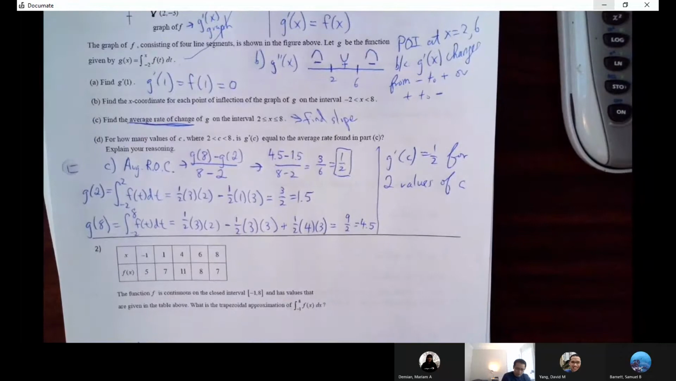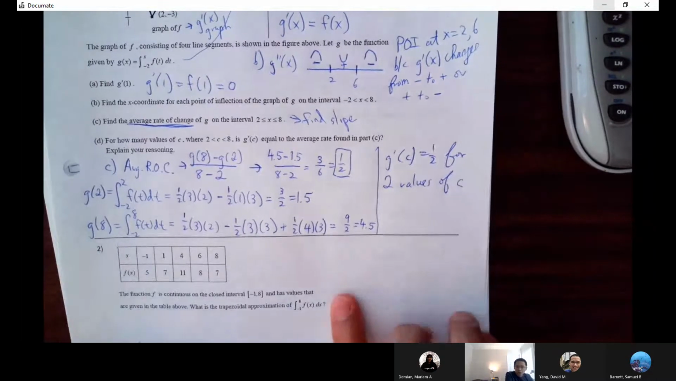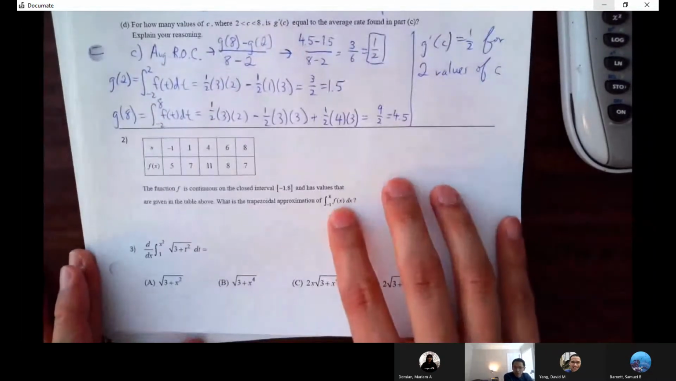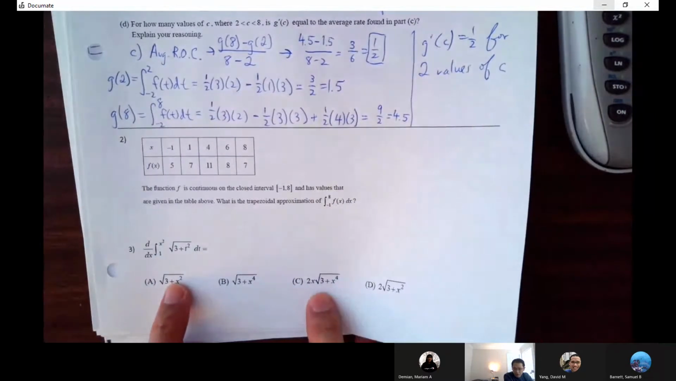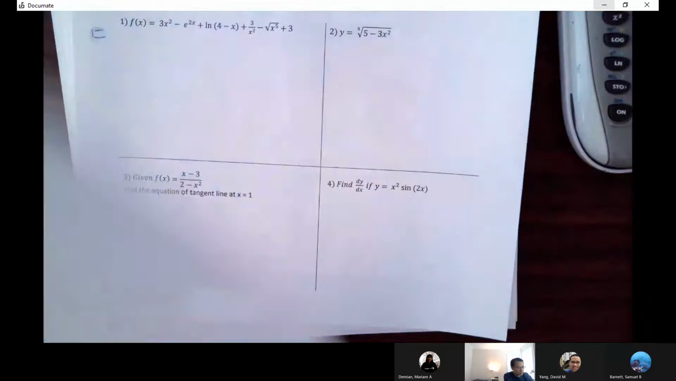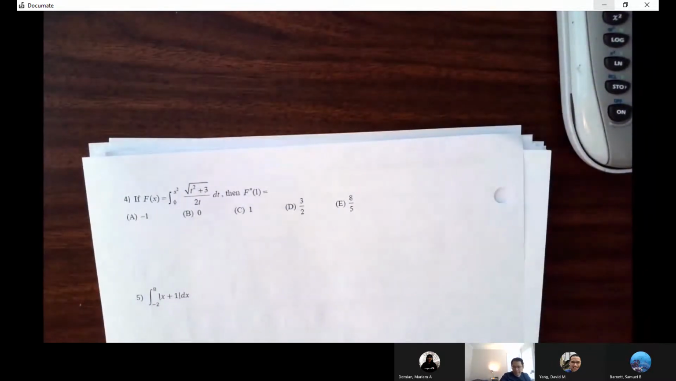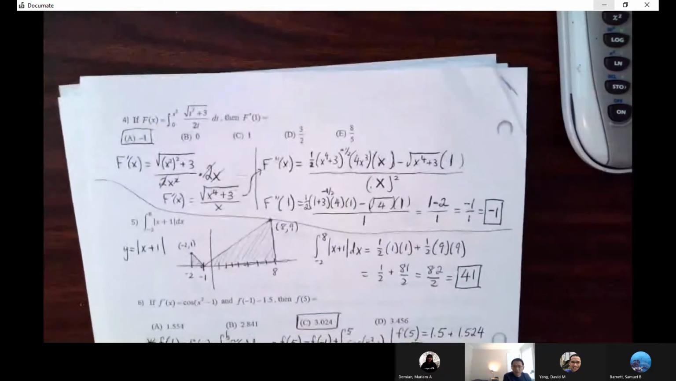Okay, I think 2 is pretty easy, just approximation using trapezoids. D is just applying second theorem. I just want to run through 4 through 6, and then I want to do number 7. Okay, so I just want to run through 4 through 6 through the key, just see if you guys have any questions here.